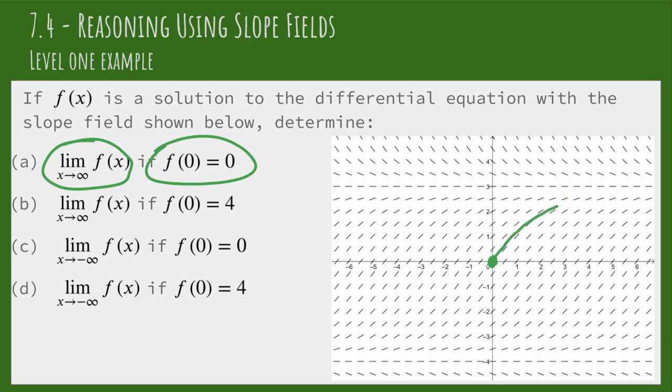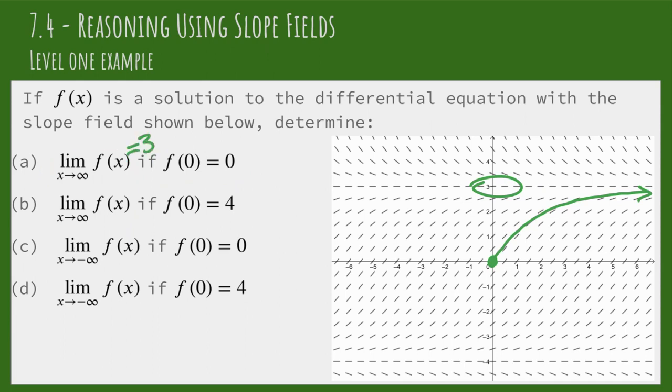So that is going to be a horizontal asymptote going to the right. And so that is at y equals 3. So this is going to be 3. I didn't really give enough room to write my answers, but you get the idea. If f of 0 is 4, and this is our initial condition, if we draw that solution, it looks like the same thing's happening. We're just approaching that y equals 3 from above instead of from below.